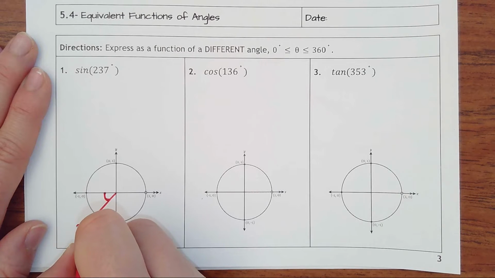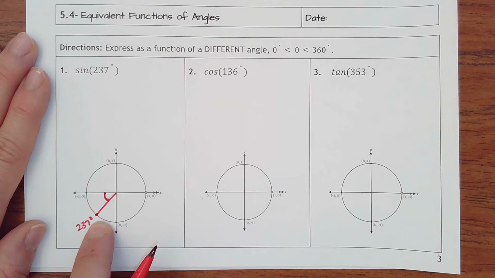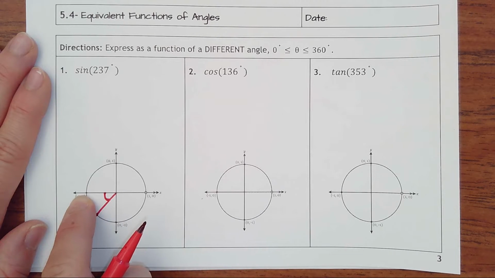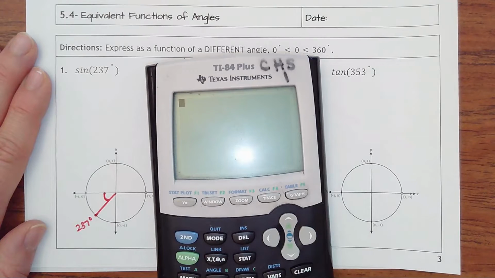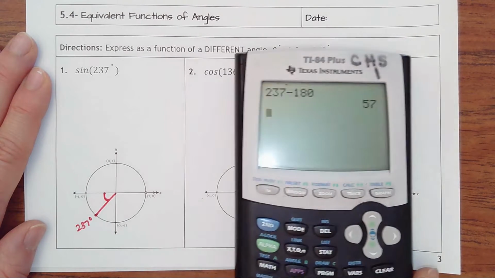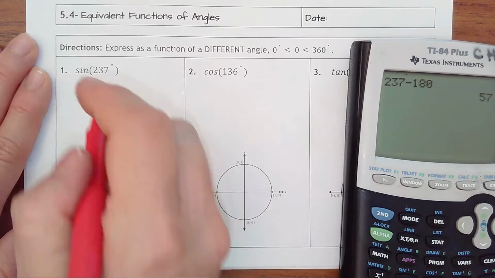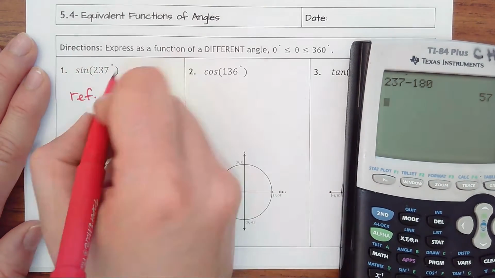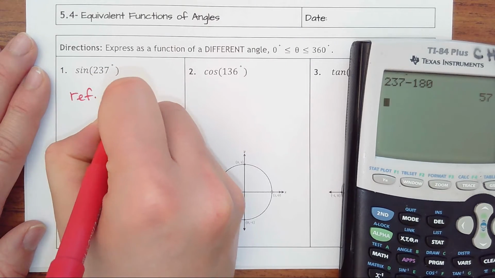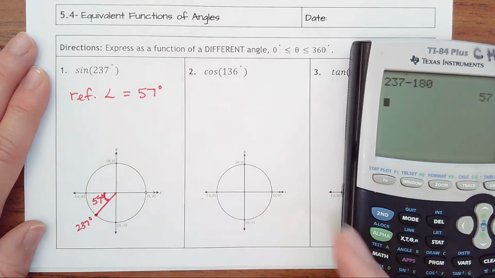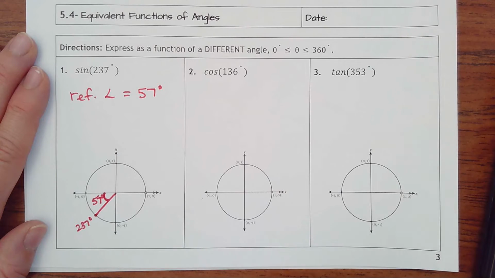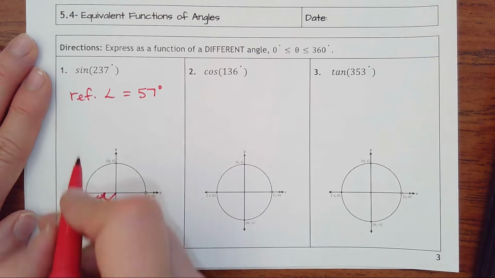So this was 237. When you're in quadrant 3, you're past the 180. So to find what this is, you want to take 237 minus 180. And that tells me my reference angle, or this angle here, is really 57 degrees. So I'm going to put reference angle is 57 degrees. Okay, so you've got to think about sine in quadrant 3.